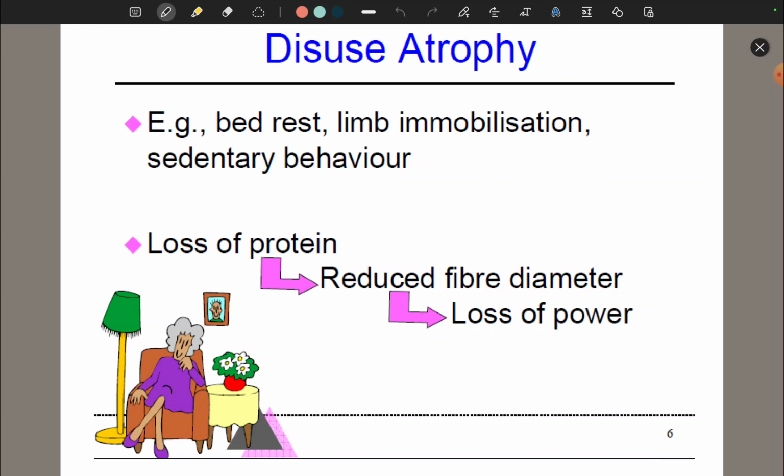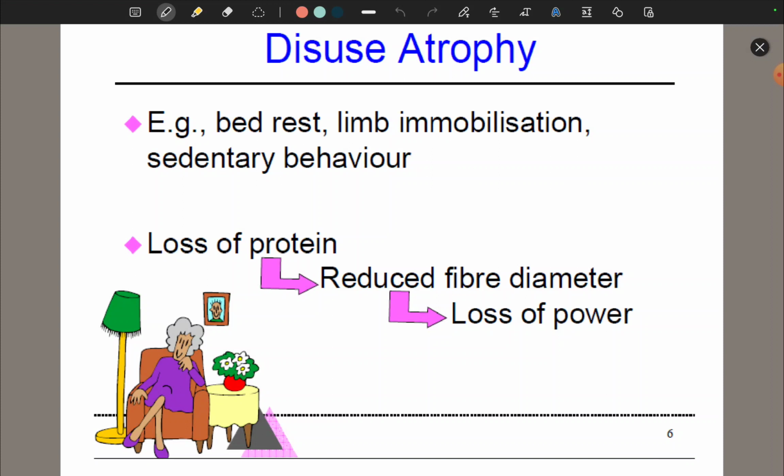Let's say a patient with a fracture. He will not use a limb, just one limb, or one upper or lower limb or whatever. So this part will be immobilized for a long period of time, so the response will be reduction in the size of the muscle.